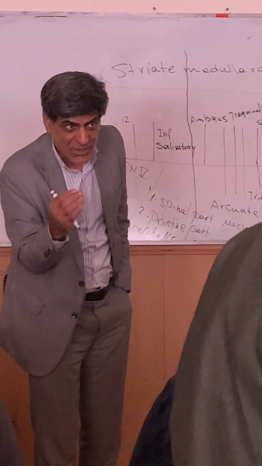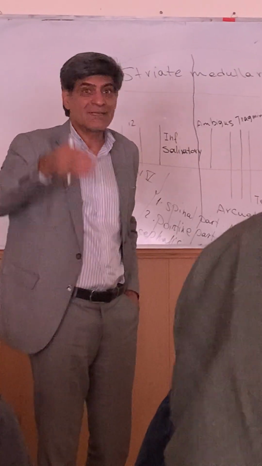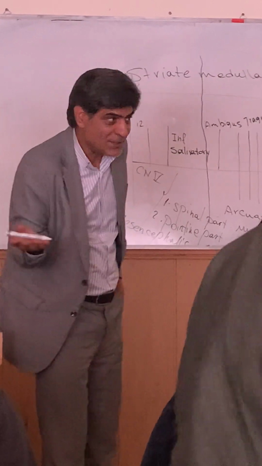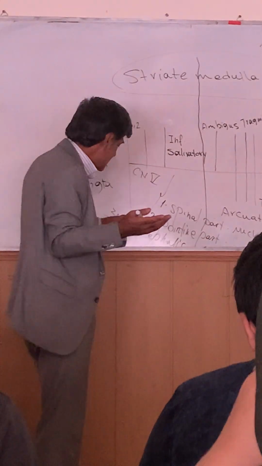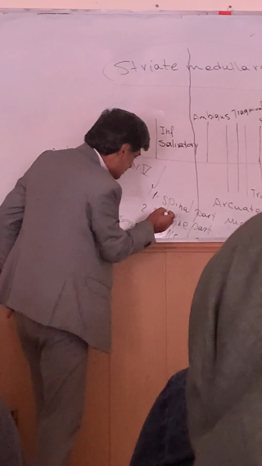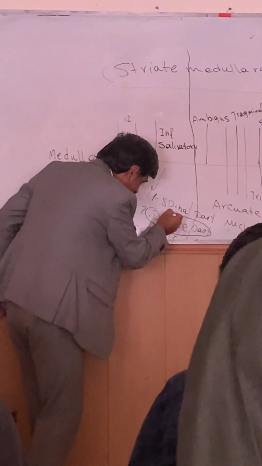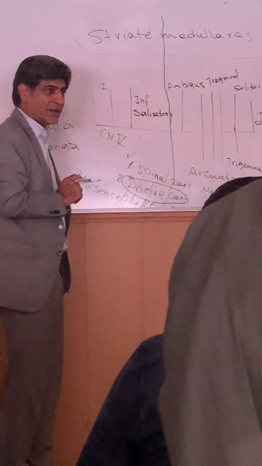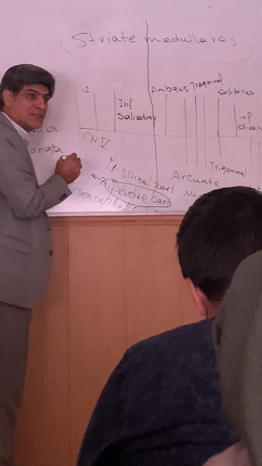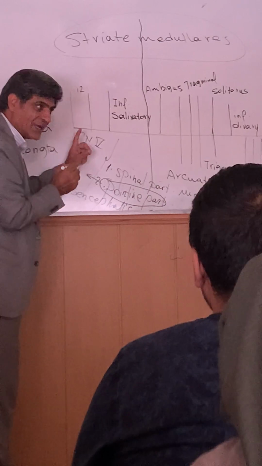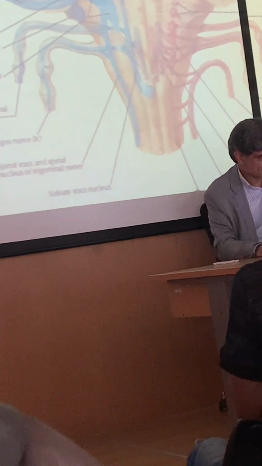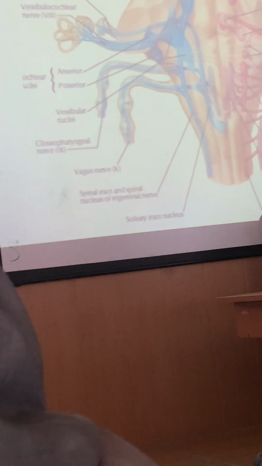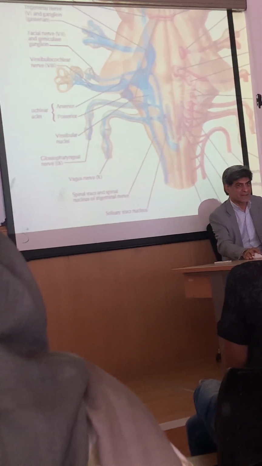The nucleus of the trigeminal is very large. It contains three parts: spinal part, pontine part, mesencephalic part. Very important parts of this nerve. The pontine part is very important, a special nucleus of the trigeminal, the pontine nucleus. This is the spinal tract and spinal nucleus of the trigeminal nerve.